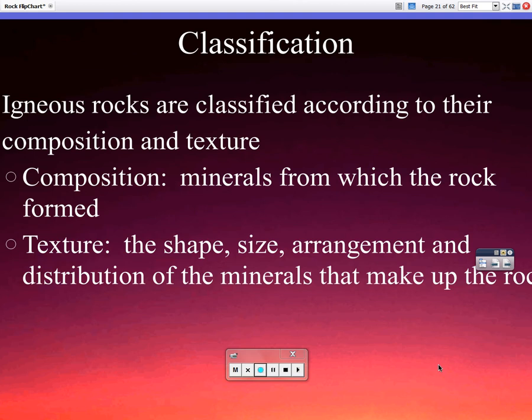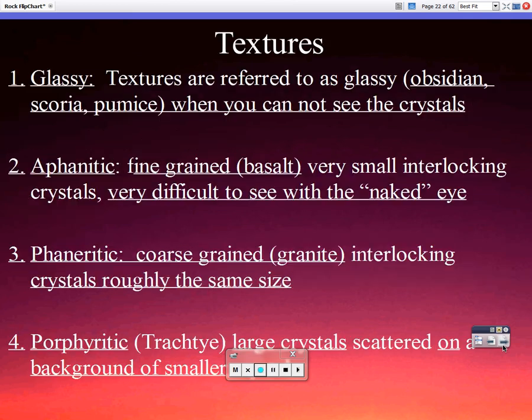Okay, igneous rocks can be classified according to their composition and texture. Composition is the minerals from which the rock formed, and texture is the shape, size, arrangement, and distribution of the minerals that make up the rock. There are 4 textures you need to know.